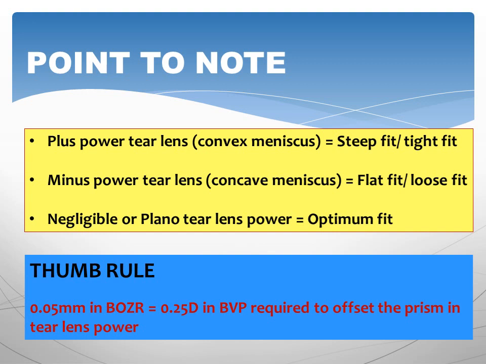Therefore, we have to understand a very important thumb rule, that if there is a 0.05 millimeter deviation in the back optic zone radius, which is the base curve of contact lens, because the lens fit depends on the base curve of the contact lens, in that case, we have to do an adjustment in the back vertex power of contact lens by 0.25 diopter in order to offset the prism in the tear lens power.